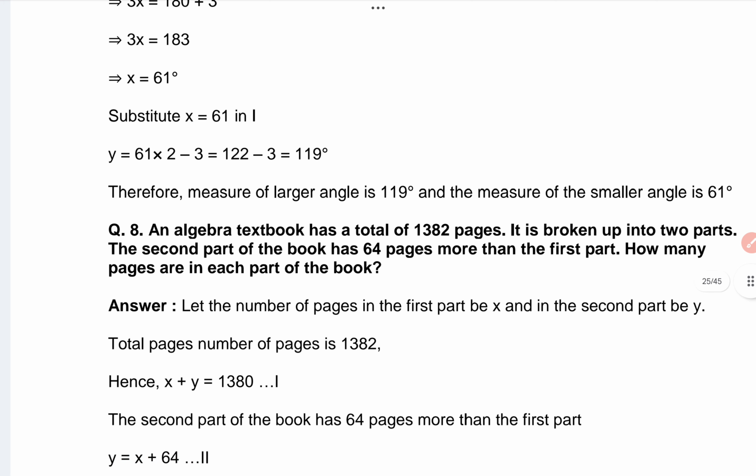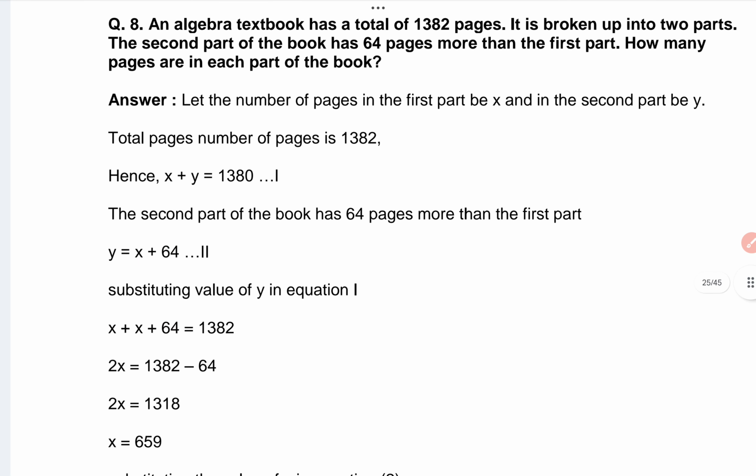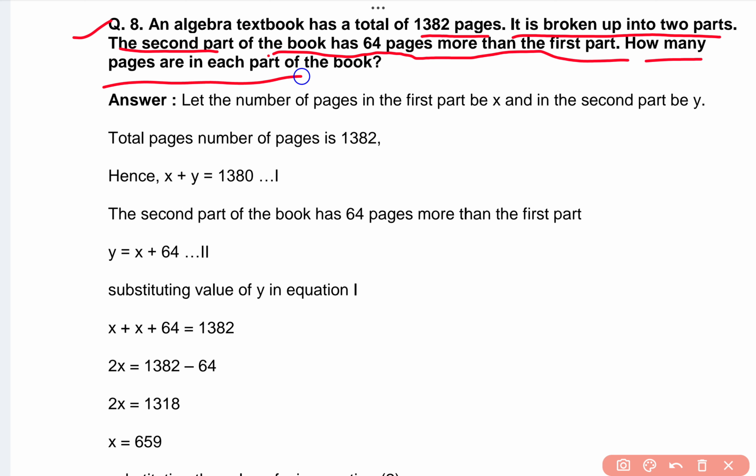Right, so if it is clear, then you can see the 8th question. Okay, so here you can see question number 8. An algebra textbook has a total of 1382 pages. It is broken up into 2 parts. The second part is 64 pages more than the first part. How many pages are there in each part of the textbook? Okay, we have to find that. So this is the answer of this one. Okay, this is a very simple question.